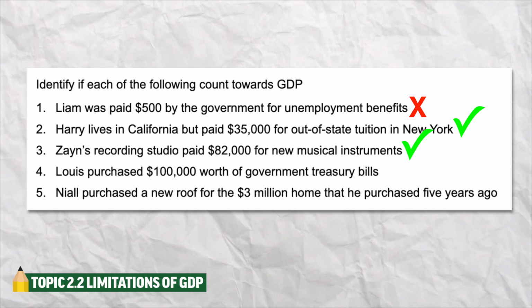That's business spending. Number 4 doesn't count. That's an example of a non-production transaction. Nothing was being created. Remember, stocks and bonds don't count towards GDP. Now, number 5 does count towards GDP, and you might think that's consumer spending, but it's actually not. That's also an example of investment.